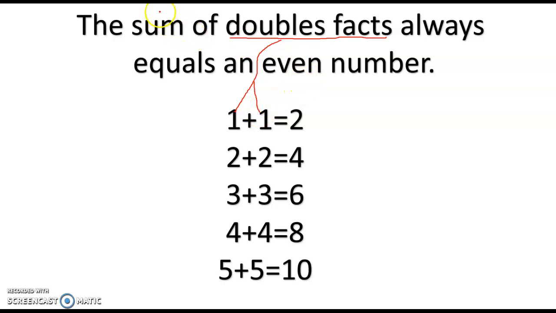Okay. A sum, as you remember, is the answer to an addition problem. So your sum is your answer. So the answer of doubles facts, or the sum of doubles facts, always equals an even number. As we increase our doubles facts by 1, you'll notice that we're counting by 2s. 2, 4, 6, 8, 10. So always think of those doubles facts as having an even sum. You're going to be practicing some more with even and odd numbers today.